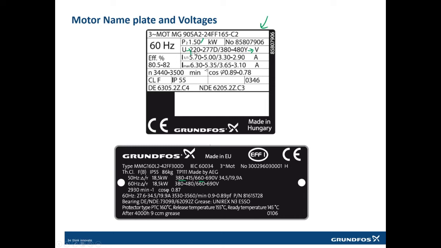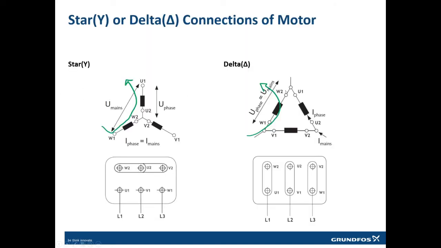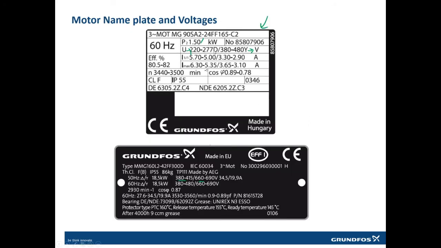So just with the change of how we connect the motor, either star or delta, we can change the voltage required, or the voltage you can connect to. Now, will the parameters change? No, the parameters will not change.